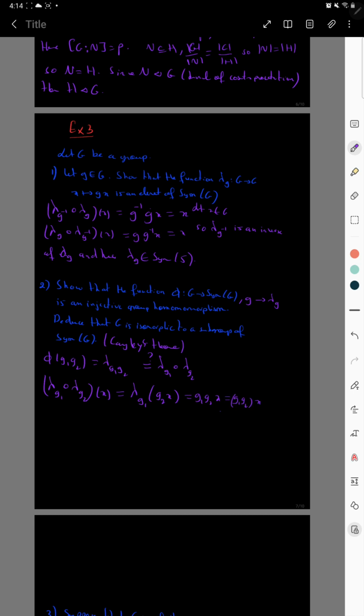Let's write it this way. Hence, phi of g1 g2 is lambda_{g1 g2}, which by this equality here is just lambda_{g1} composed with lambda_{g2}, which is just phi of g1 composed with phi of g2. The operation in Sym(G) is composition of functions. So phi is a group homomorphism.